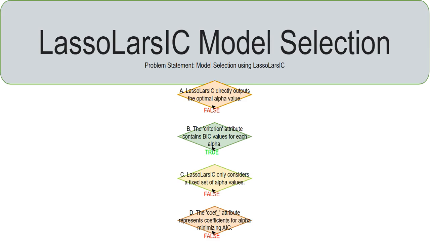I'm explaining how the LassoLarsIC model selects the best model parameters. We'll unpack what LassoLarsIC does and how it uses criteria like BIC. It's a method for finding the best balance between model accuracy and complexity. Think of it like Goldilocks looking for the just right porridge.